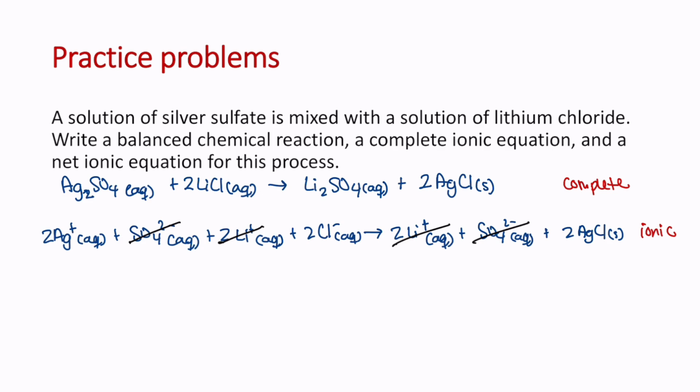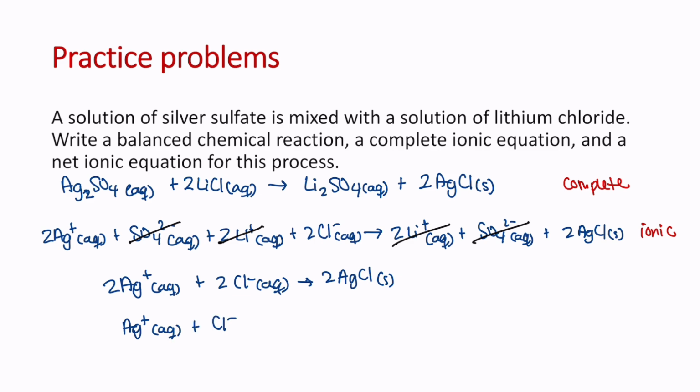So when I rewrite this with my spectator ions canceled out, we are going to get two silver ions plus two chlorides yields two silver chlorides. Now you can take this one step further and just write silver ion plus chloride yields silver chloride. For this class, it really doesn't matter if you simplify it or you don't. You can leave it unsimplified or you can simplify it, whatever makes the most sense in your brain.